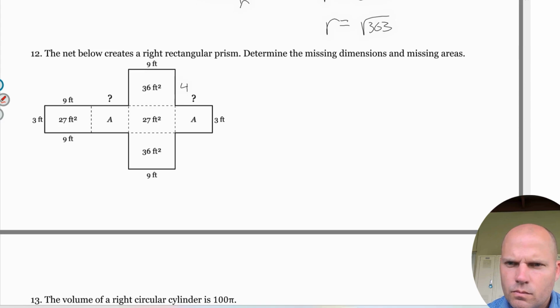Well, if this is 9, this is 4. And if I connect them, I realize this is 4 and this is 4. This is 4. So this is 12 and this is 12. It's interesting. You got to see how the net kind of folds itself up. This flap folds up. This flap folds up. The back flap folds up to meet the side flap. So that's why I know that that has to be 4.